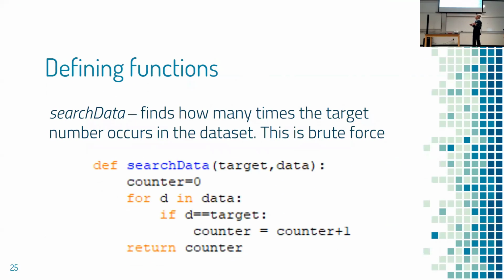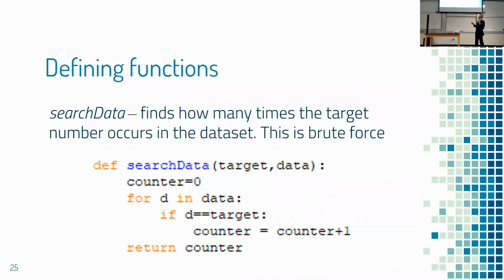So, I built an algorithm that follows the same sort of steps. The first thing I did was make a function called search data, which finds how many times a certain target number appears within a data set. It starts with a variable called counter set to 0, and then it searches all the data, and every time the data is equal to the target number, it adds 1 to the counter, and at the end returns the counter, thus how many times that number appeared.